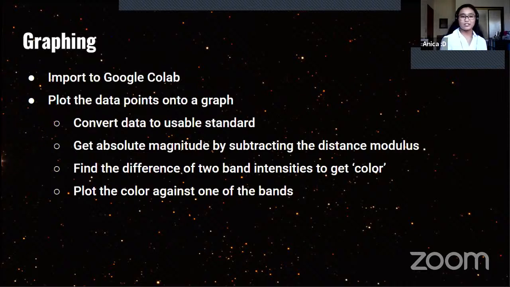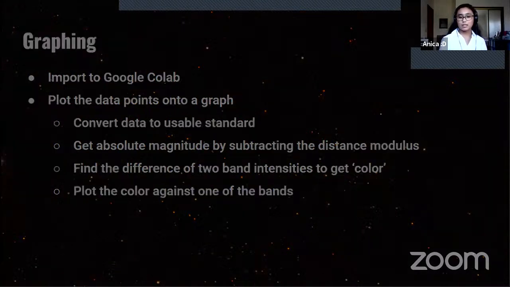Okay, so 2 stars might have the same overall brightness, right? But when one is closer to you, it'll appear brighter, and one that is farther away from you will appear dimmer. So by subtracting the distance modulus, we can get the actual brightness of the stars.